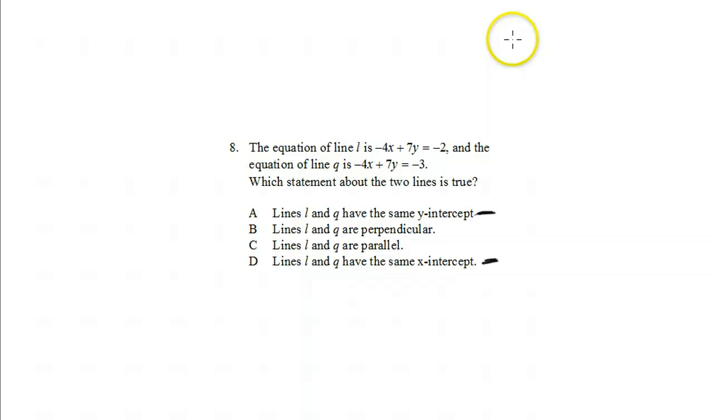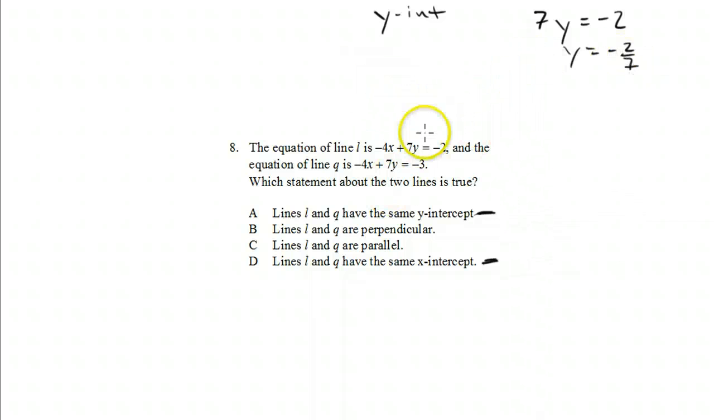So if I plug in 0 for x to find the y-intercept, I get negative 4 times 0 cancels it out. So I get 7y is equal to negative 2. So I'm checking the y-intercept. And I get y is equal to negative 2 over 7. And if I do the same thing with the other one, and I plug in 0 for x, it disappears, and I get 7y is equal to negative 3. And if I solve for y, I get the y-intercept is negative 3 over 7. So are they the same? No, they're not. So do they have the same y-intercept? Nope.